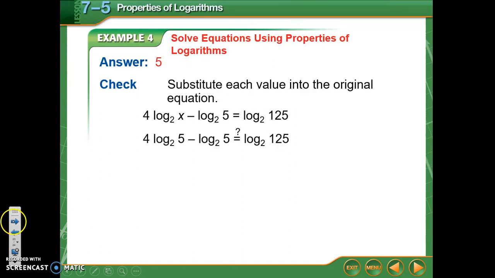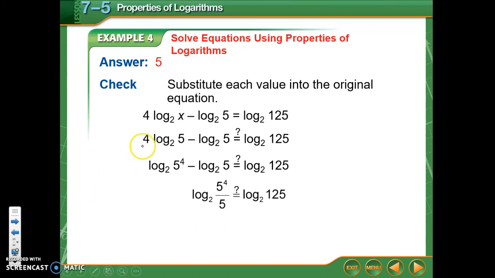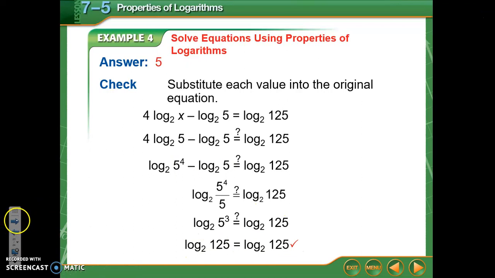So we plug in 5 for x. And then we use our properties again. So I bring that 4 to be the coefficient. Log base 2 of 5 to the 4th minus log base 2 of 5. Quotient property, log base 2 of 5 to the 4th over 5. Is that equal? 5 to the 4th divided by 5 is 5 cubed. And it turns out that that does check. Log base 2 of 125 equals log base 2 of 125.